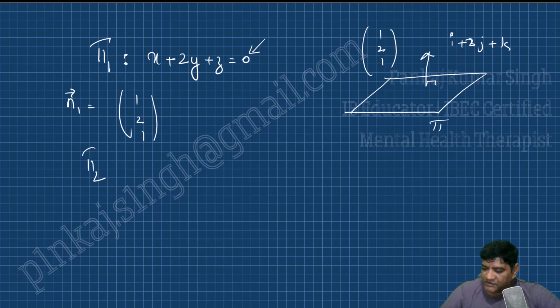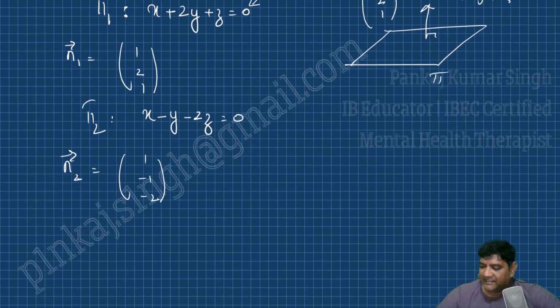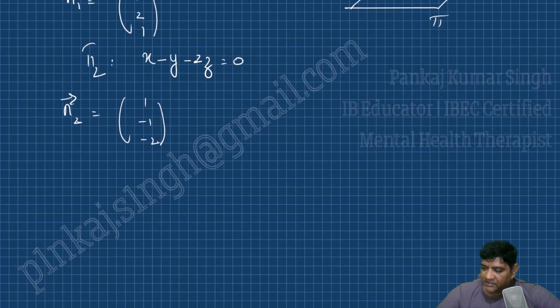And then I have pi 2, which is the second plane, and that is given to us as x minus y minus 2z equal to 0. Again, you can see that the constant is not here, and therefore this plane is also passing through the origin. That is also evident from the fact that the origin 0, 0, 0 will satisfy the equation. So I have the second normal as 1, minus 1, minus 2. So I'll quickly go ahead and find the cross product between the two vectors. So the third normal would be the cross product using determinants i, j, k, 1, 2, 1, 1, minus 1, minus 2.